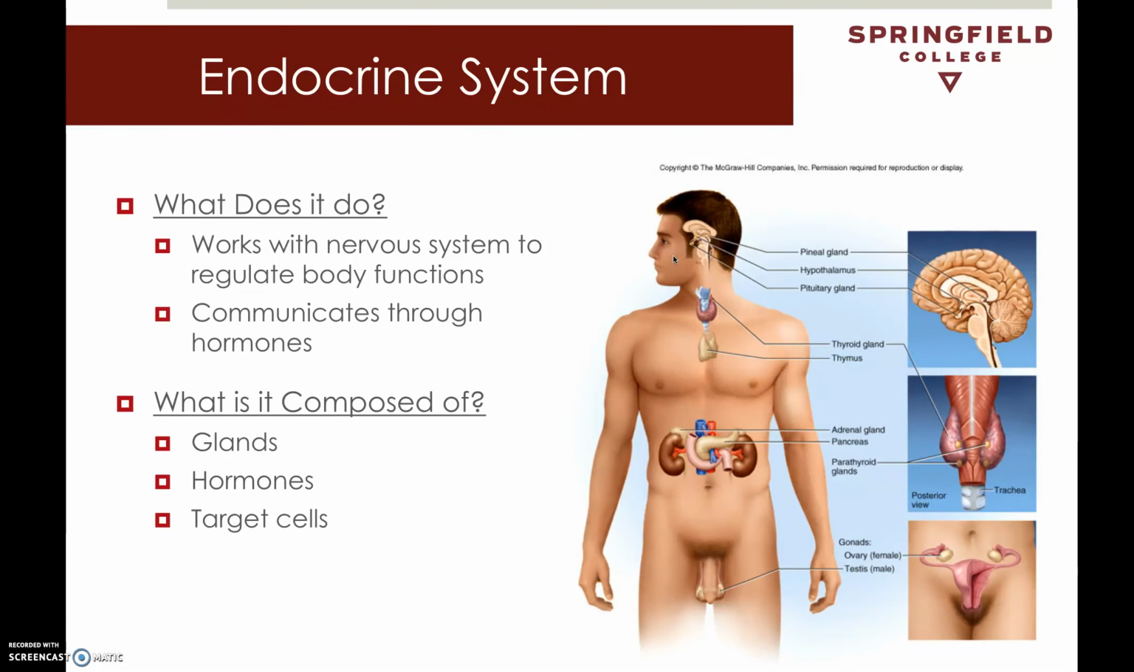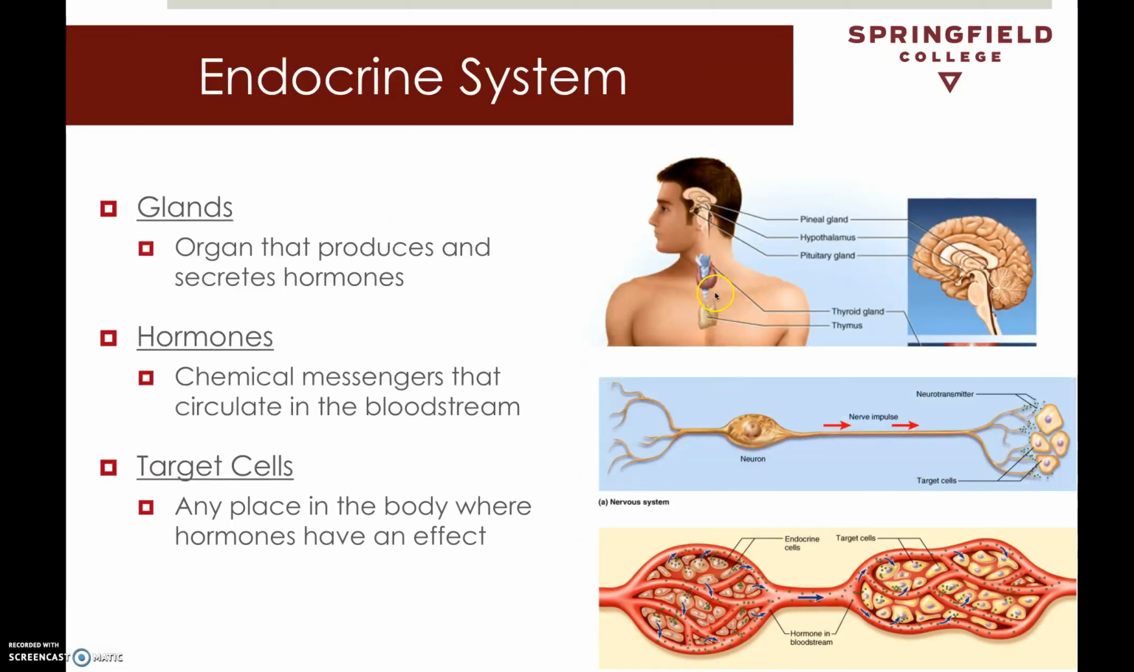So this system is made up of glands. Here we see the thyroid, the thymus, the pancreas, etc. It's made up of the glands, the hormones they secrete, and the target cells that they act on. Glands are basically just clusters of endocrine tissue, and as organs, what they do is they produce and secrete hormones. The hormones they release travel through the bloodstream and are able to act on target cells.